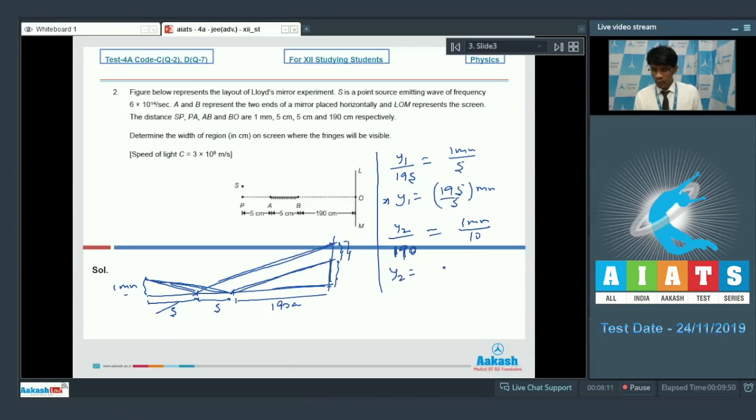So y2 is coming out to be 19 mm from here to here, and for this one from here to here, the y1 is coming out to be 195 divided by 5, that is 39 mm. So this much of the distance, y1 minus y2, is coming out to be 20 mm. So in centimeters, we shall have this answer as how much? It is 2 centimeters. So for question number 2, we are getting the answer as 2. Now let's proceed to question number 3.